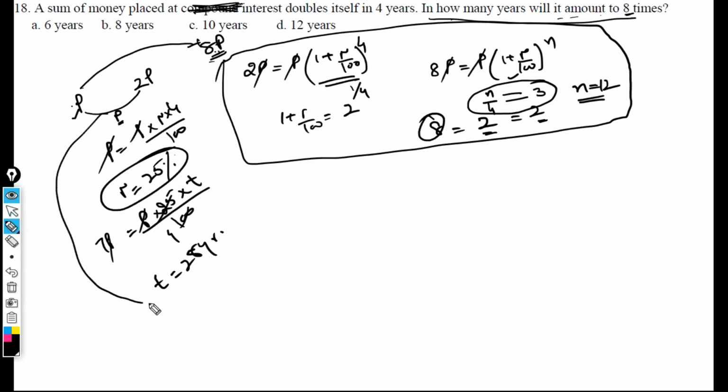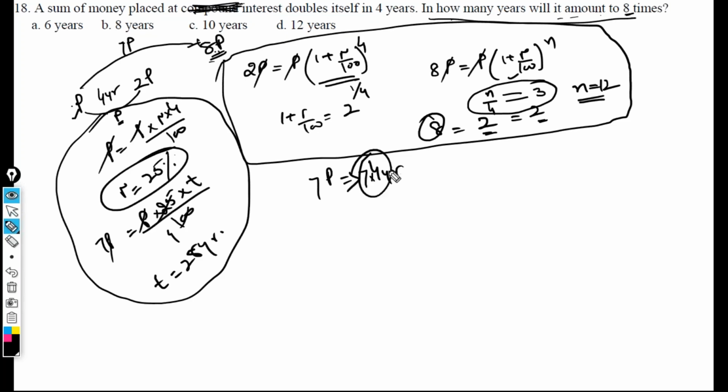But again, this is a very lengthy approach. This is not the way it should be done. If it is a case of SI, do it the way I said. Now, in 4 years, interest is P, and I am required an interest of 7P. So multiply both sides by 7. Straightway the answer is 28. Why are we doing all this then?